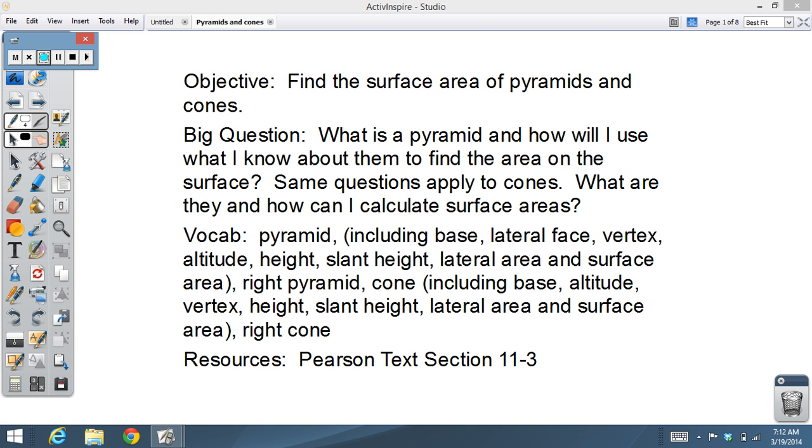We are now going to do a unit on surface area, pyramids and cones. Once again loaded up with vocab, but I don't think there's anything here that you shouldn't be too familiar with, especially after our unit on prisms and cylinders. So the big question is how we are going to use what we know about pyramids to find their surface area, and same thing about cones. Again, lots of vocab, and you can follow along in our text, section 11.3.